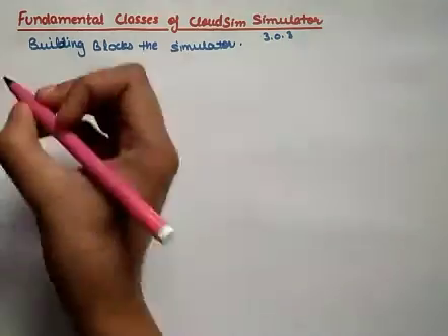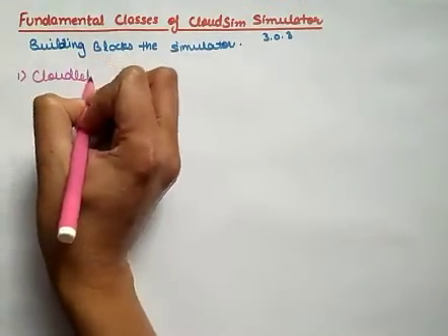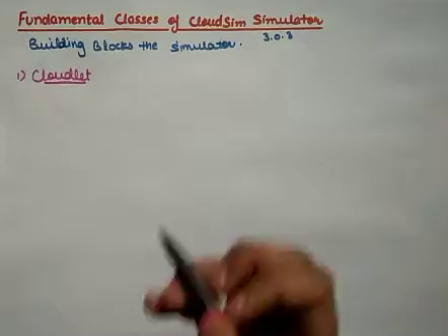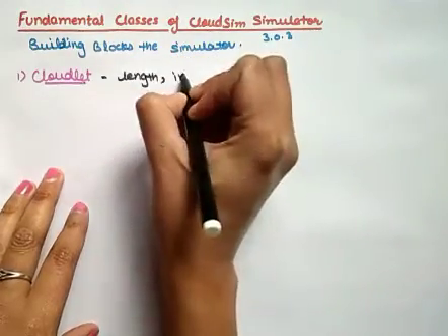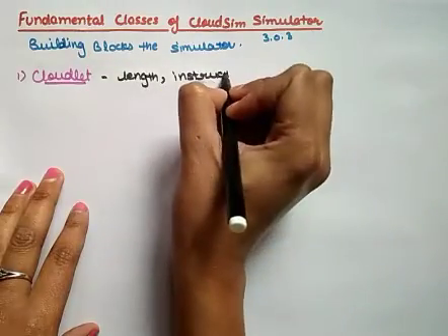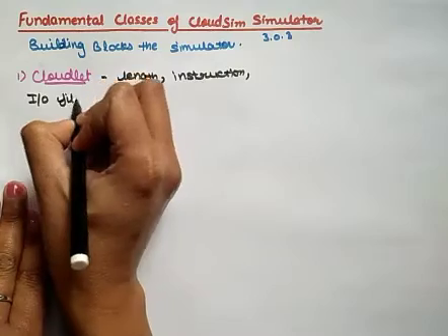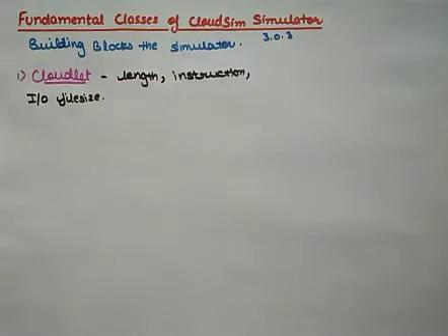So the first class is Cloudlet. Okay, this is the topmost class. This class models and defines specific attributes such as length. It is used to define length, instruction, input, output, file size, and other processor requirements, right?